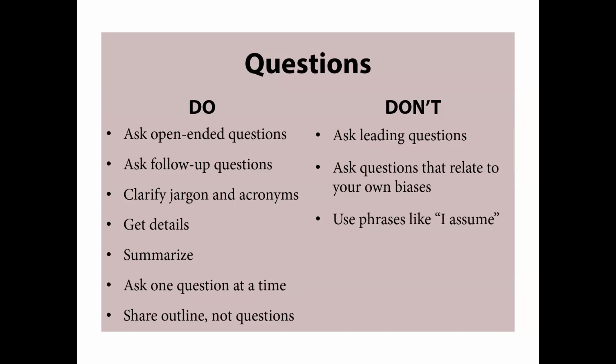So, here's a quick sheet of some do's and don'ts. Asking open-ended questions, asking follow-up questions. Try to avoid any jargon and acronyms that they may be using, because that could be really hard to keep track of. For example, if she said something like the CIA, and you didn't know whether she meant the Central Intelligence Agency, maybe she really meant the Culinary Institute of America. So that could be a confusing acronym to use. So you want to really spell out what something is.